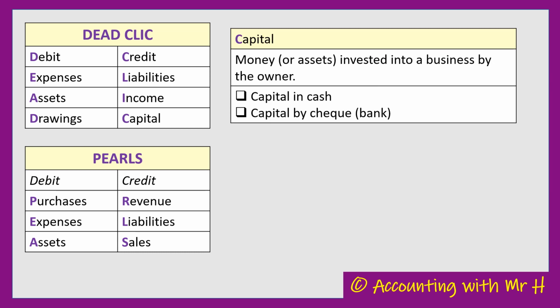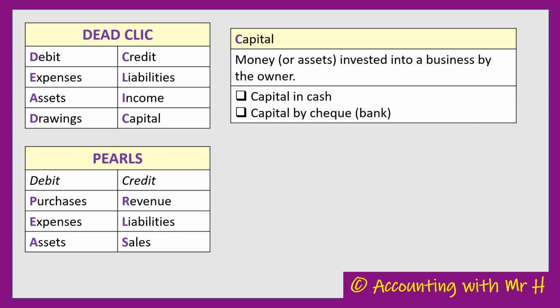And then finally, in the DEAD CLIC model, we have capital. And capital is effectively the opposite of drawings. This is when the owner is invests money, or it could even be some assets, into the business. Usual ways of doing it are cash capital, or more likely, the owner would invest some money through the banking system, perhaps via a cheque, into the business. But it can also be that the owner might give a motor van to the business. So it is possible to invest capital in the form of an asset as well.